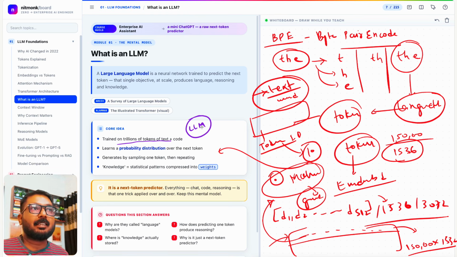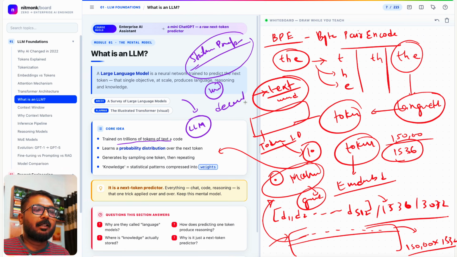So an LLM is not a dictionary. Once you write into ChatGPT or Claude or Gemini or DeepSeek or Llama, it's not a dictionary. It's more like a statistical, you could say, probability framework. It's weights and all these different technologies that I told you about, decoder, encoder, right? All these create new tokens for you. It learns a probability distribution over the next token, generates by sampling one token, then repeating. Knowledge is statistical patterns compressed.